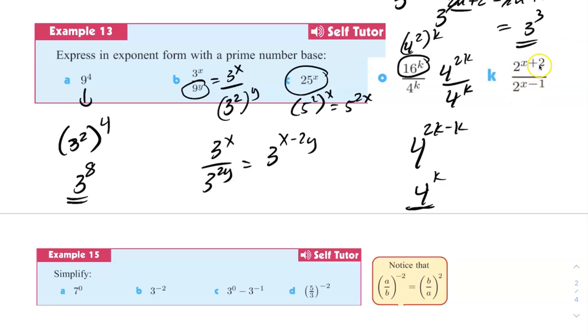This one right here, same idea. Top power, they have the same base, so top minus bottom. Don't forget to distribute the negative. So I get negative x plus 1, so the 2 x's cancel out, to the third power.